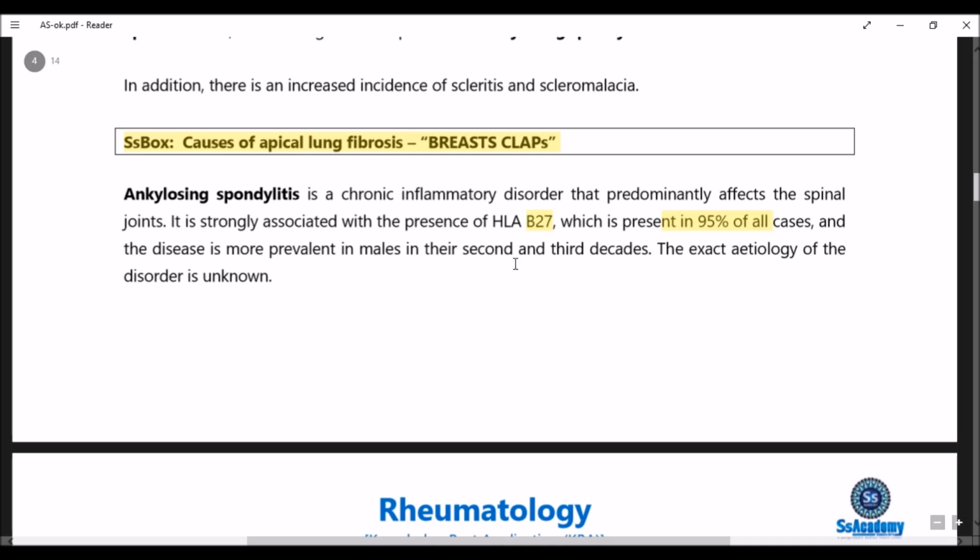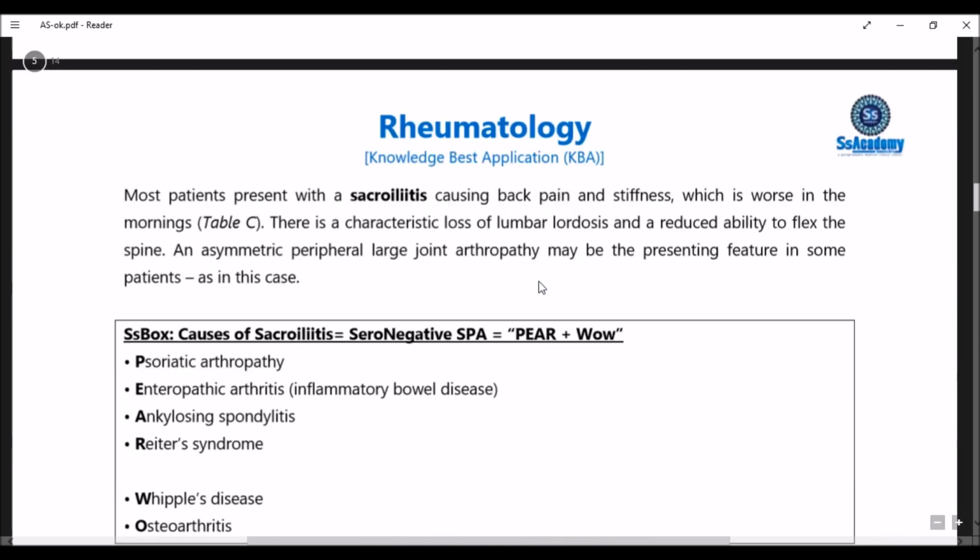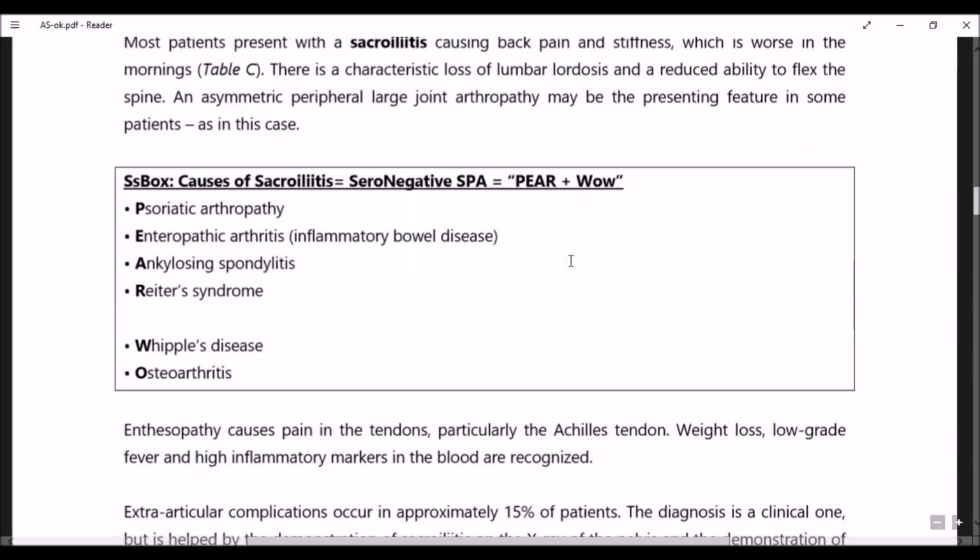The disease is more prevalent in males than females, in the second and third decades. The exact etiology is unknown. Most patients present with sacroiliitis causing back pain and stiffness, which is worse in the mornings. There is a characteristic loss of lumbar lordosis and reduced ability to flex the spine. Asymmetry of peripheral large joints is a feature.